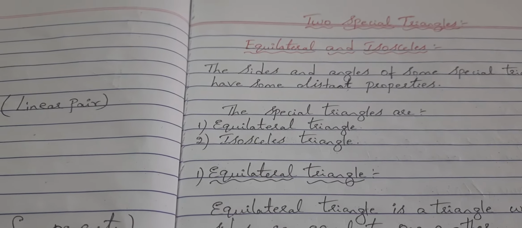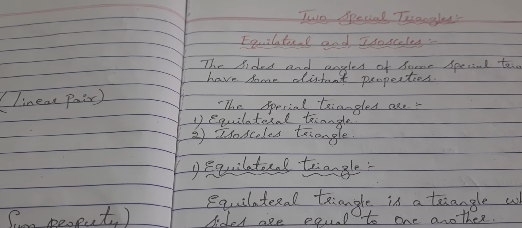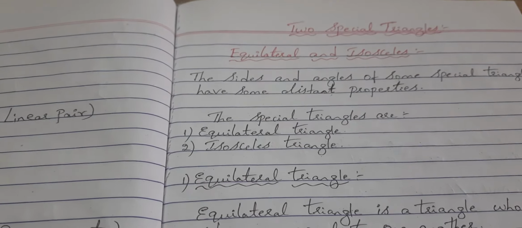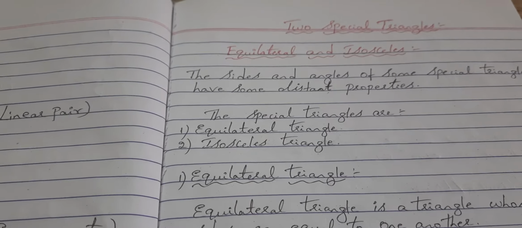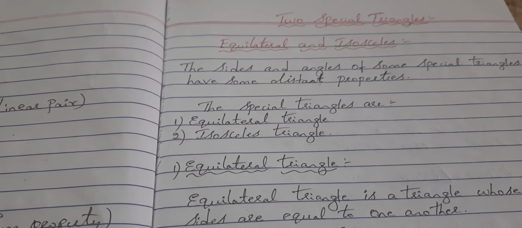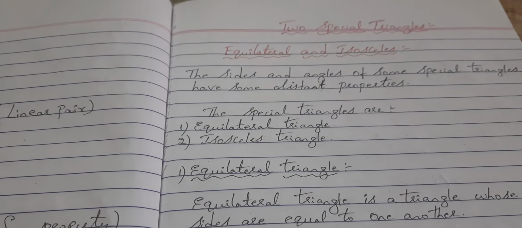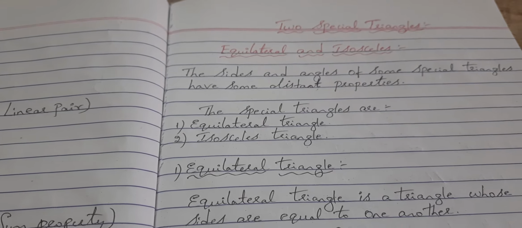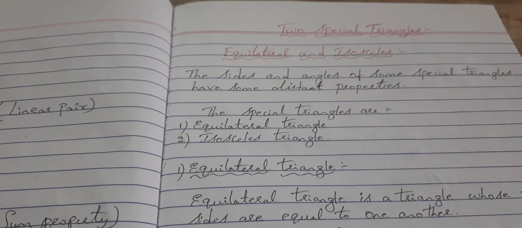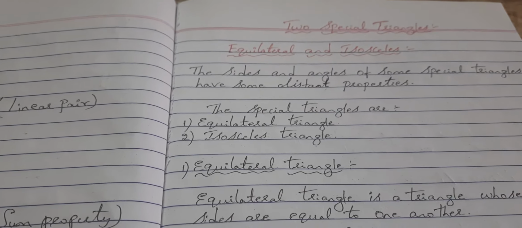Good morning, students. Yesterday we finished the angle sum property. Today let us continue with two special triangles. What are the two special triangles? Equilateral and isosceles. I have already told you that when we were doing lines and angles we have equilateral, isosceles and scalene triangles. But these two special triangles are the equilateral and isosceles triangles.